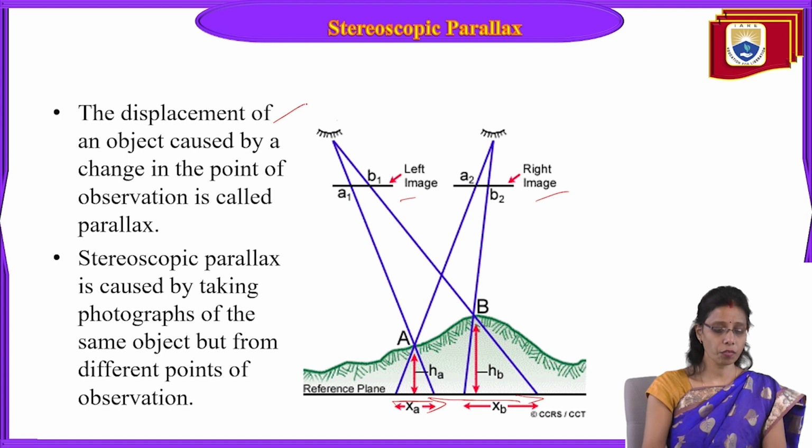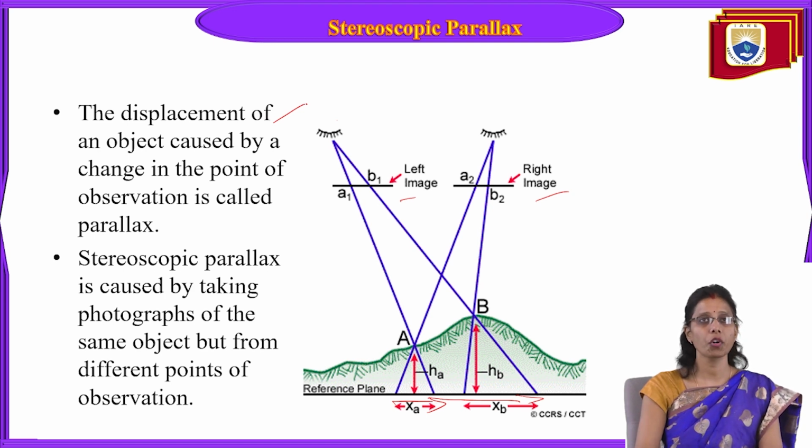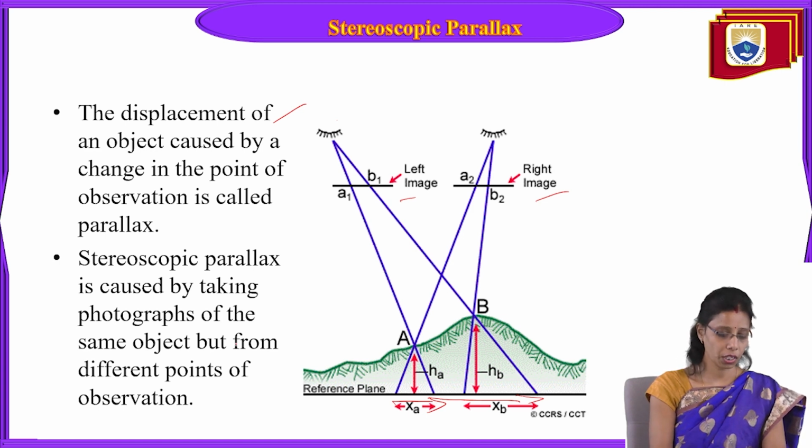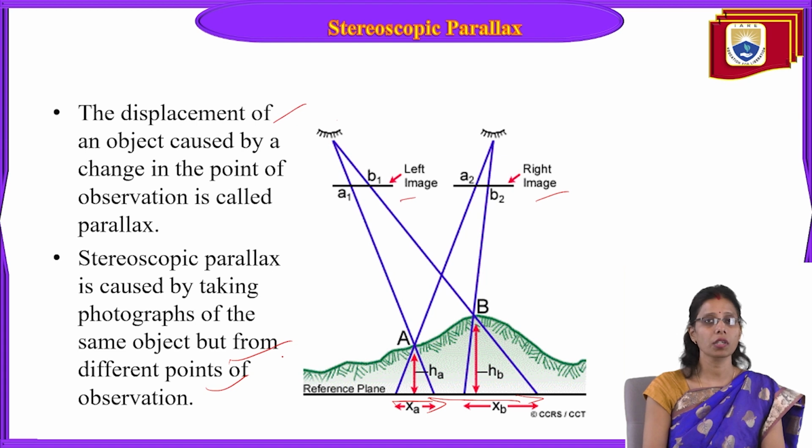So the displacement of an object caused by the change in the point of observation is called parallax. Stereoscopic parallax is caused by taking photographs of the same object from different points of observation. That is what is called stereoscopic parallax.